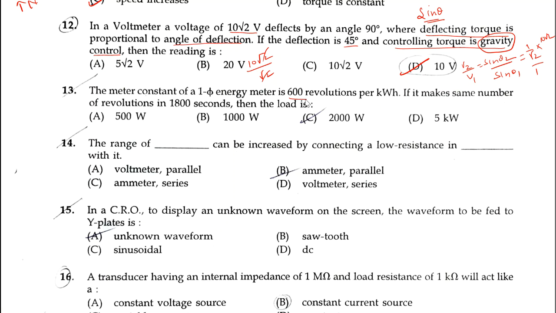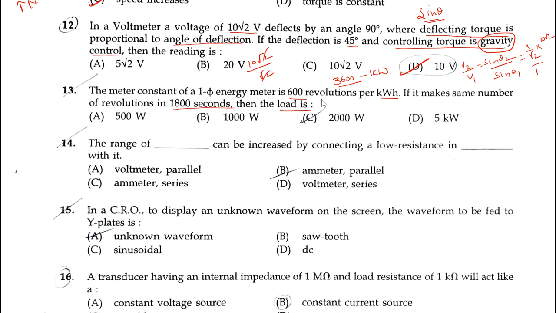So 600 revolutions per kilowatt hour. If it makes the same number of revolutions in 1800 seconds, then what is the load? The simple thing is, 1 kilowatt hour means for 1 hour, how many seconds? For 1 hour, it is 3600 seconds. Now, if it makes the same number of revolutions, that means for 1 kilowatt, it is 3600 seconds. If the same number of revolutions happen in 1800 seconds, that means you are consuming more and more energy.